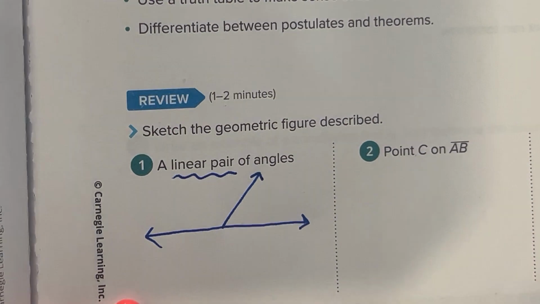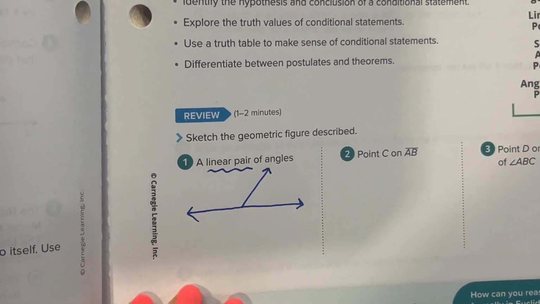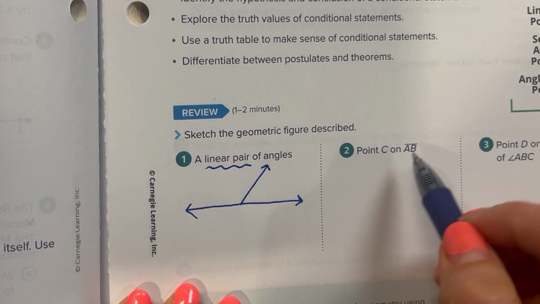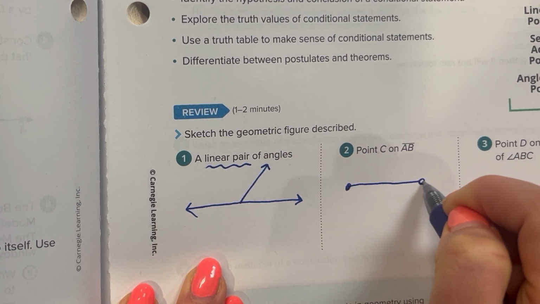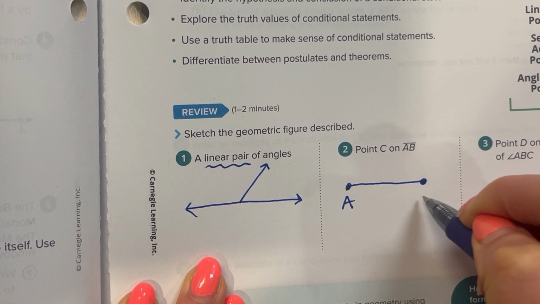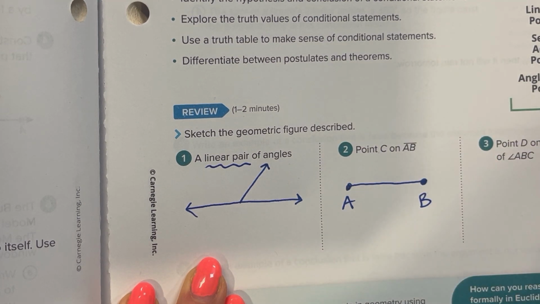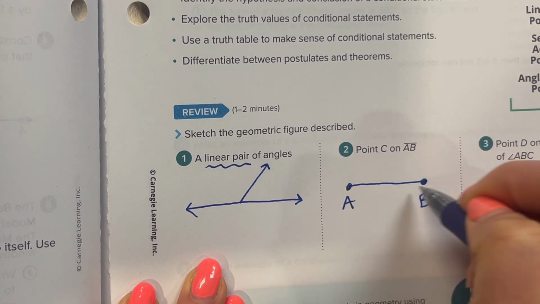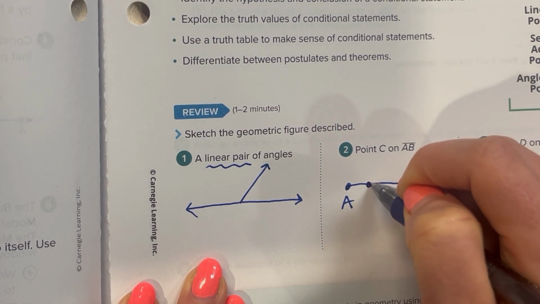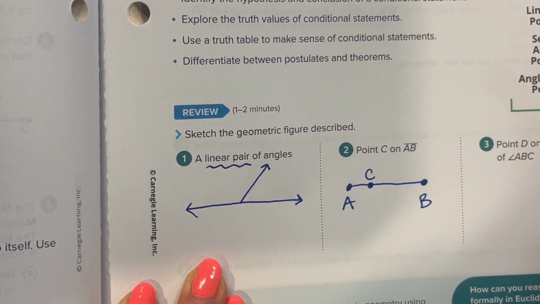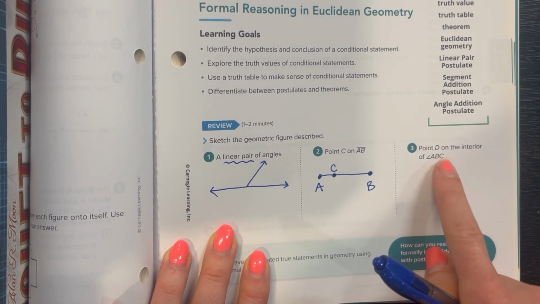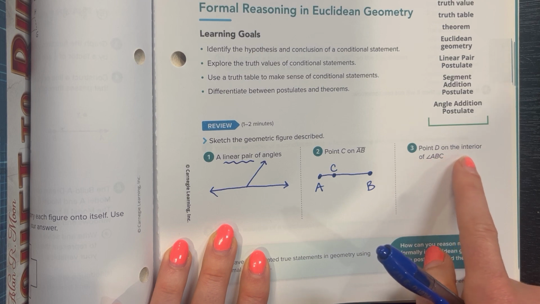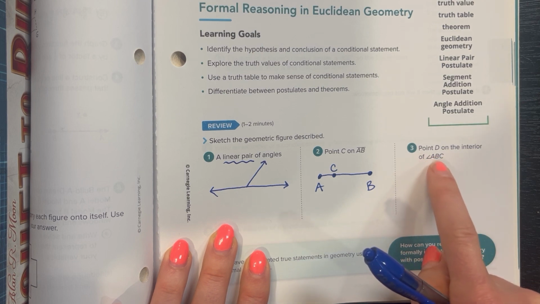Number 2 has specific letters, so it calls a line AB. So I'm going to draw a line segment with end points A and B, and then you're just supposed to draw point C that's on it. So this one is supposed to have letters, and it does not matter where C is because it just says it's on the line, doesn't matter where.